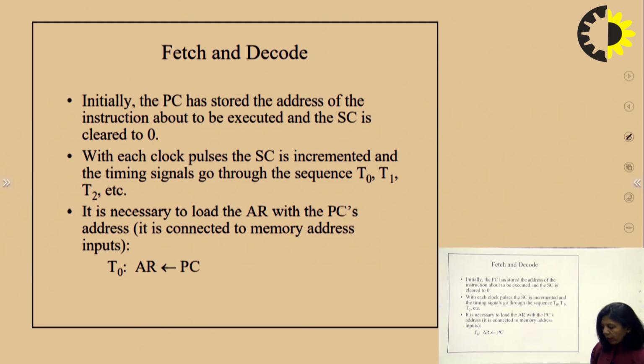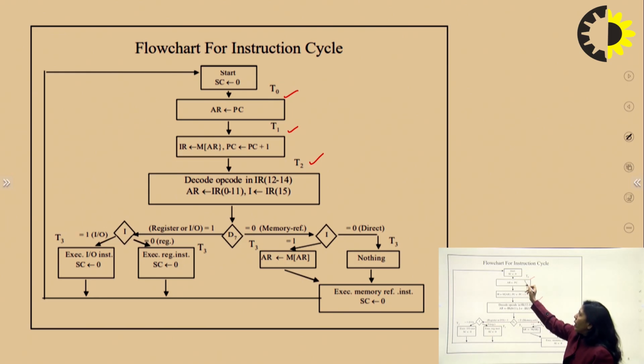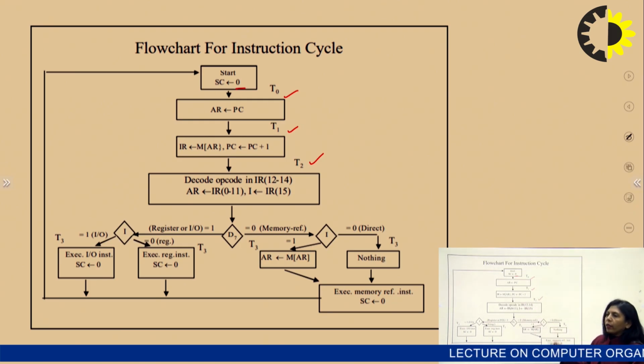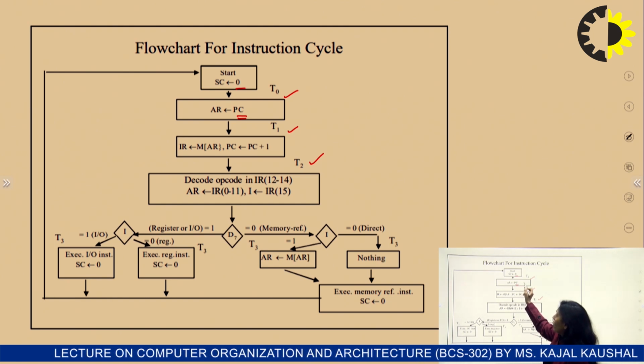So, let me first discuss the flow chart for the instruction cycle. That means the instruction format, how are we going to identify the memory reference, the input-output or the register. Starting from the first one, these T's are representing the time sequence. The sequence counter starts from 0 and initially it starts with the value that is there in the program counter. The program counter points to the next instruction.